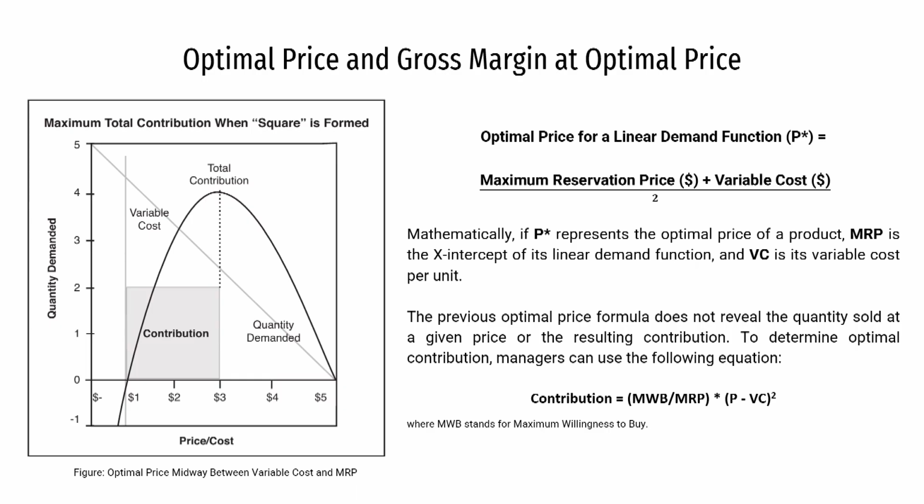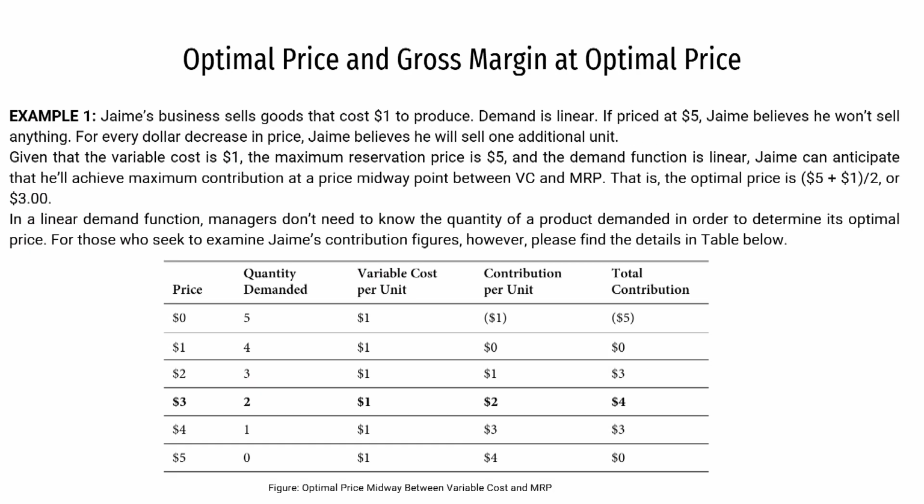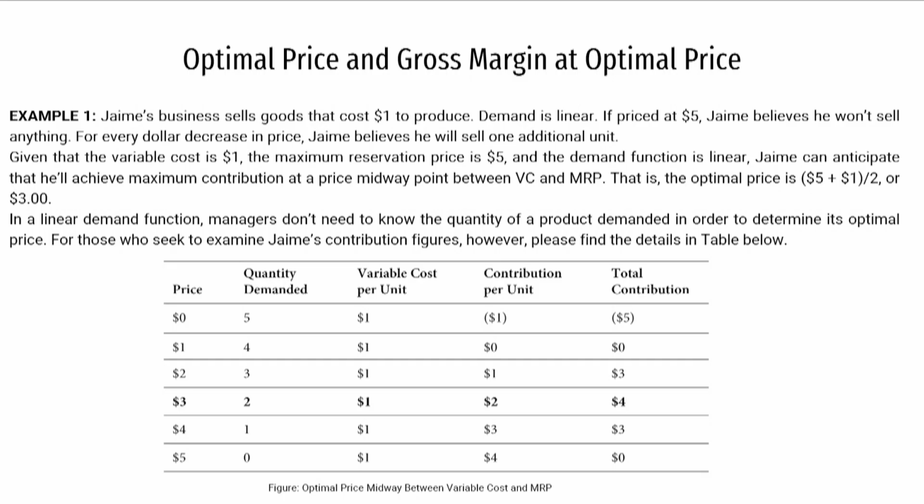So, we will be calculating the contribution with this formula. Now, let us jump into some of the examples. Jamie's business sells goods at a cost of $1 to produce. Demand is linear. If the price is $5, Jamie believes that he won't sell anything. So, this is the maximum reservation price, which is $5 in this context. For every dollar decrease in price, Jamie believes that he will sell one additional unit.